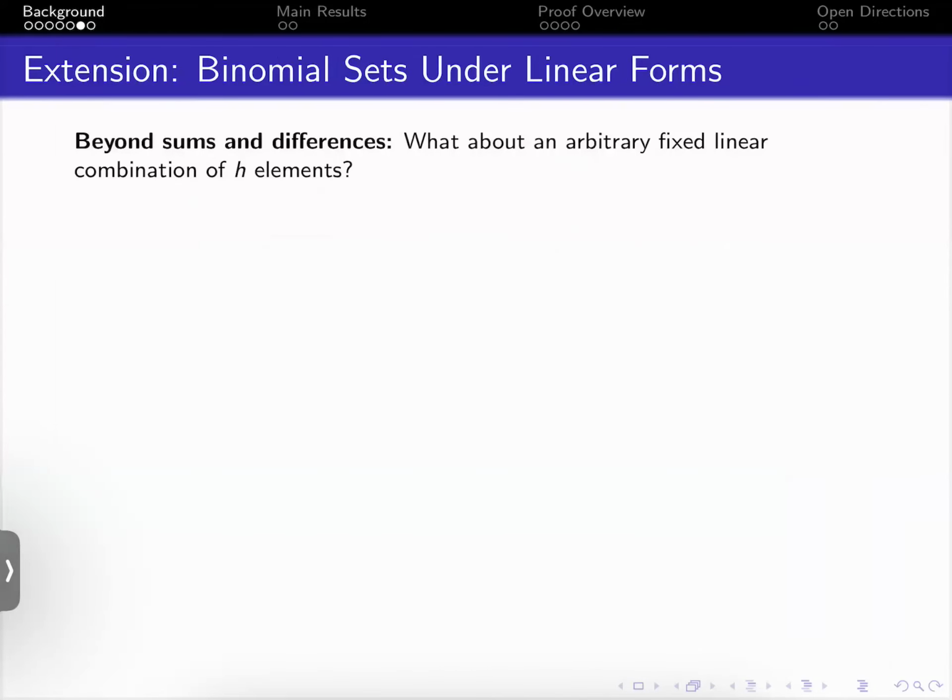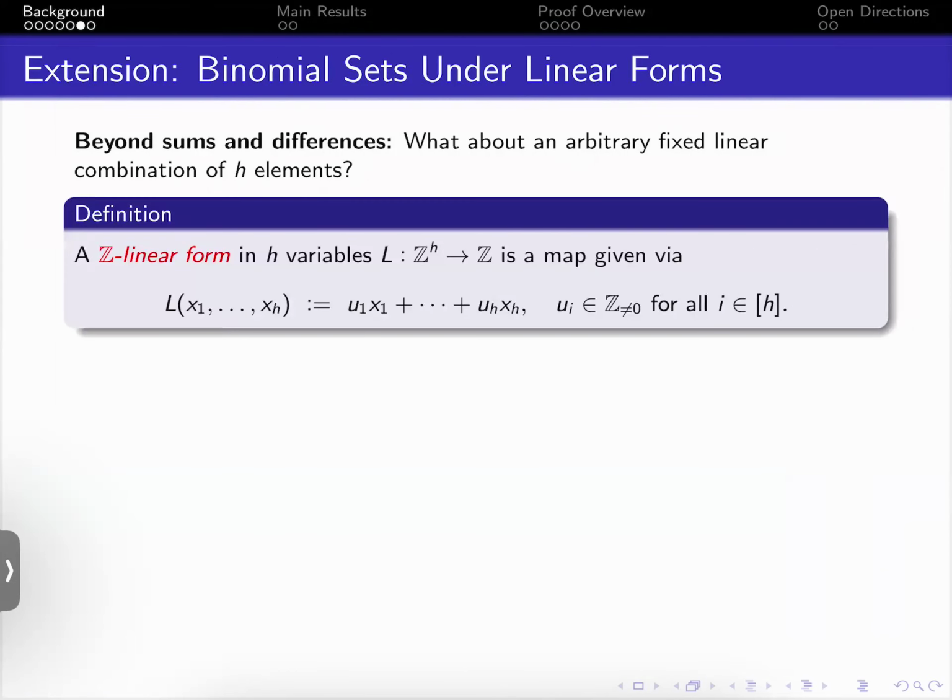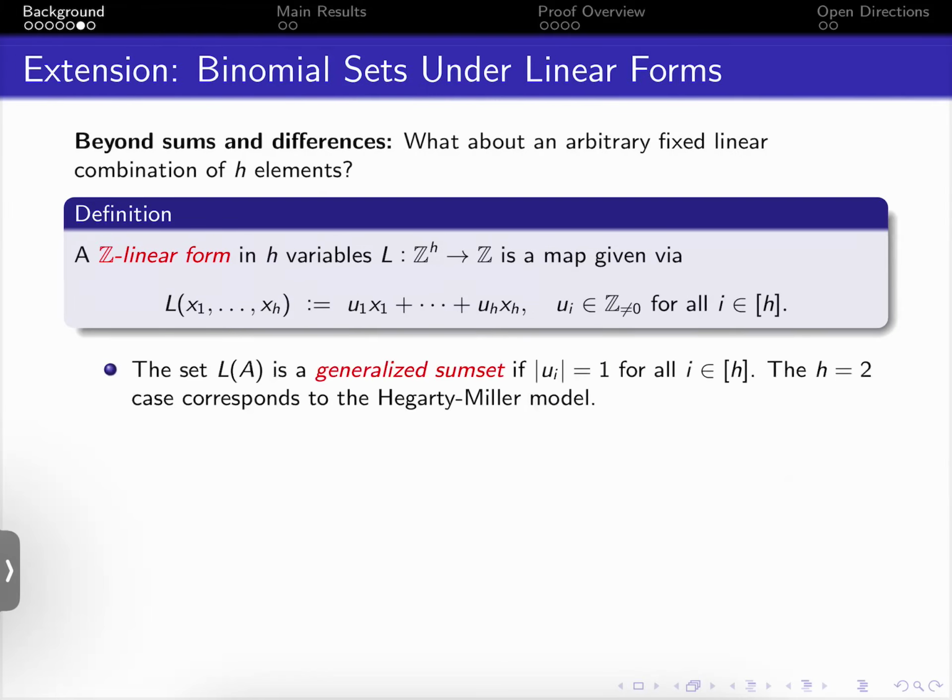Okay, so the next question is, how can we generalize this? There's lots of different ways. I'm going to talk about one way now, is what if we consider an arbitrary fixed linear combination? So what I mean here is, let's choose some integers u1 through uh, and let's look at all combinations. So the easiest case would be if the u's have absolute value 1, then they're either going to be +1 or -1 because they're integers. So I really have just sums and differences.